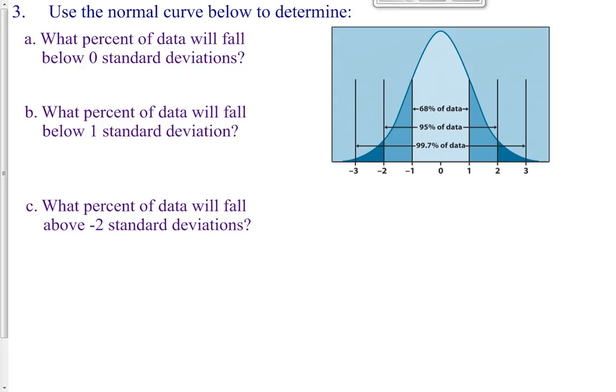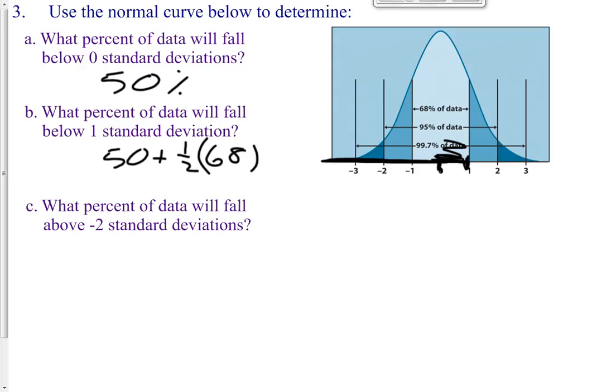What percent will fall below 0? There is 50% of the data. That is the mean, so 50% fall below. What percent will fall below 1 standard deviation? Here's 1 standard deviation. So more than 50%, it's 50% plus this much, which is half of 68. So 50 plus half of 68, there's 84%.